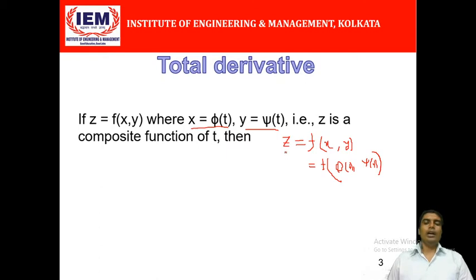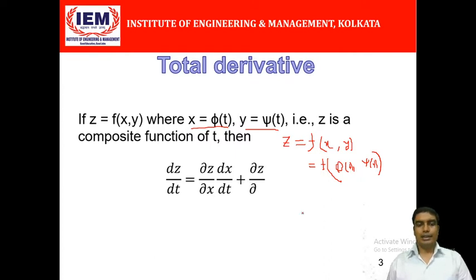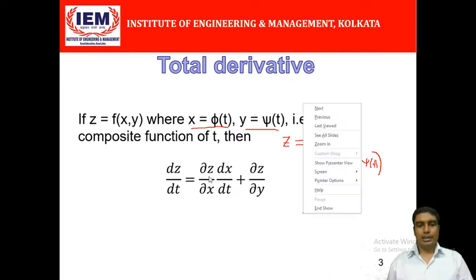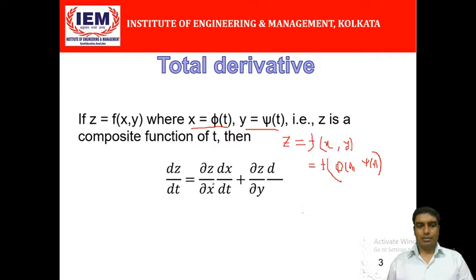So we can find out the derivative of this function z with respect to t, the ordinary derivative, right? Because it involves only one independent variable. So here what we'll do, we can find out what is called the total derivative, and that is equal to dz/dt equals del z/del x into dx/dt plus del z/del y into dy/dt.